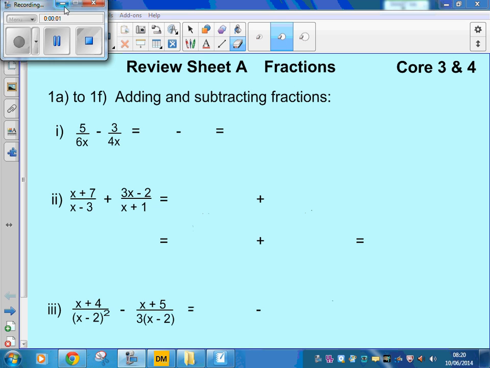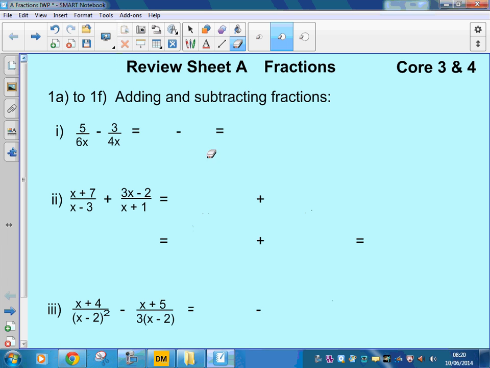Sheet A fractions. This is not the actual questions in the review sheet, but they're similar ones, and if you work your way through the video, then it will help you to answer the review sheet. So the first ones are helping you with questions 1a to 1f, and it's on adding and subtracting fractions.